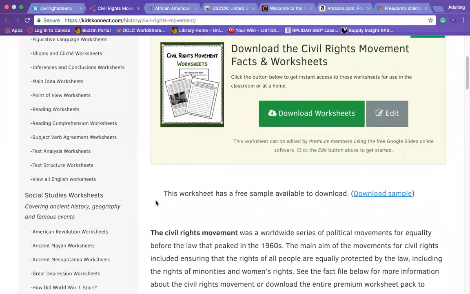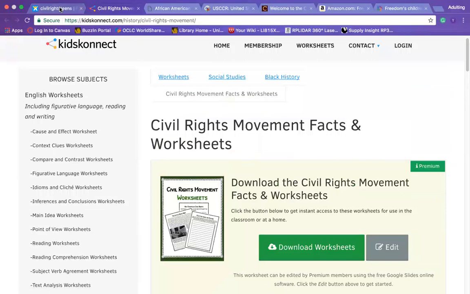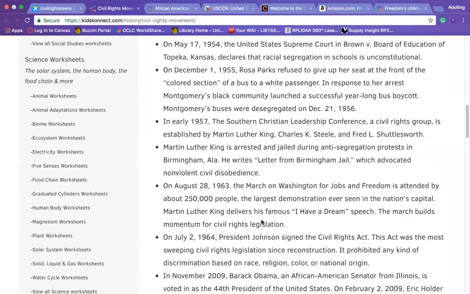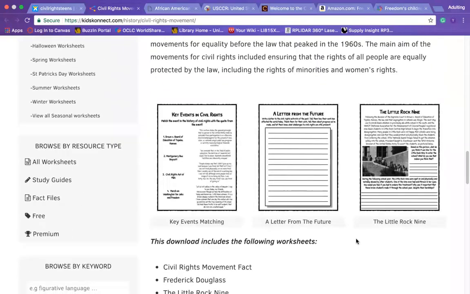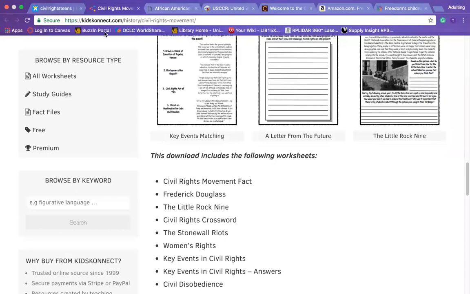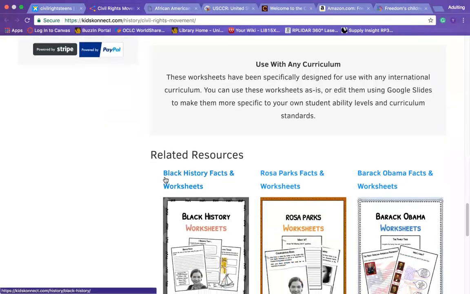Kids Connect is one of the more hands-on resources, dealing with students absorbing facts and getting things like worksheets, so they can quiz themselves to see how much information they've retained. It's really nice. This is kind of a teacher's resource, but students can definitely use it because it's very simple. It's nothing too hard, and it's not overbearing. There are also a couple of links here to Rosa Parks worksheets and Black History worksheets.